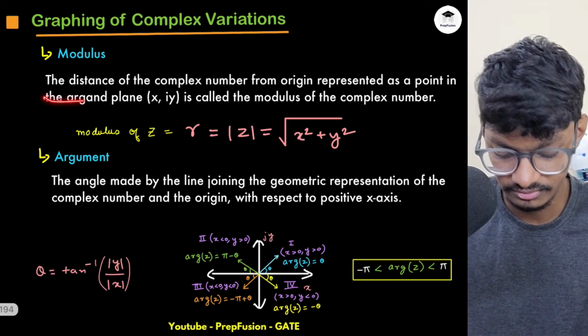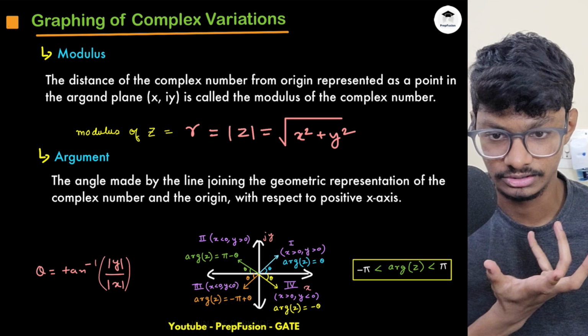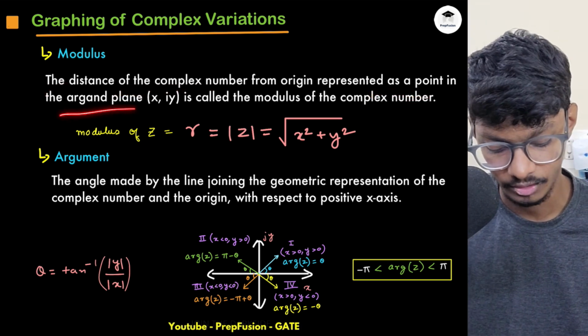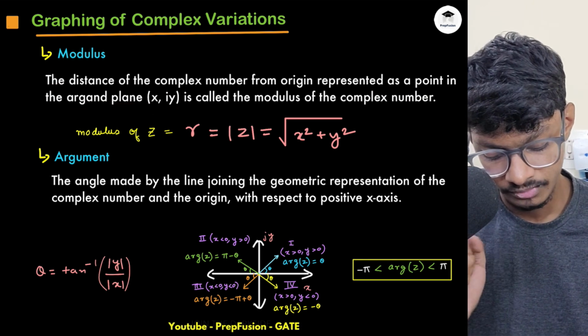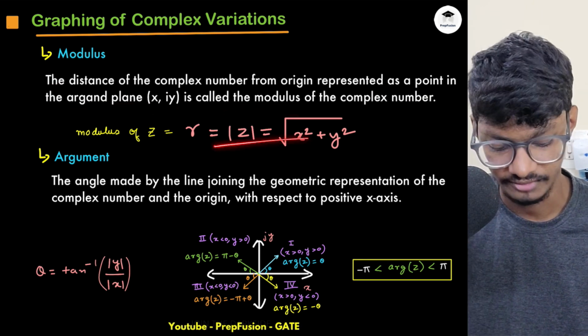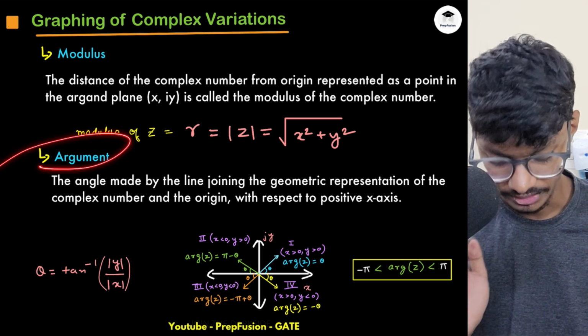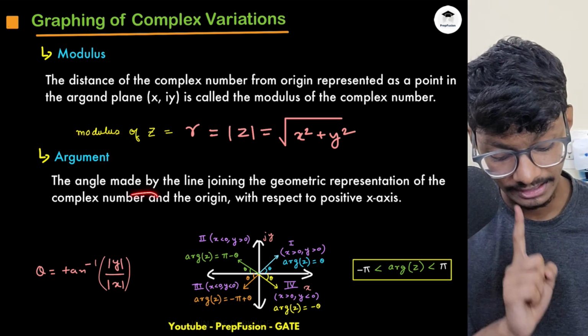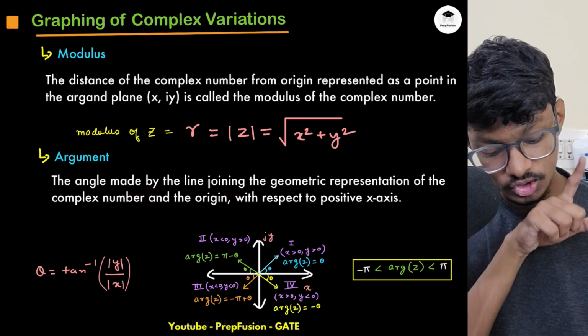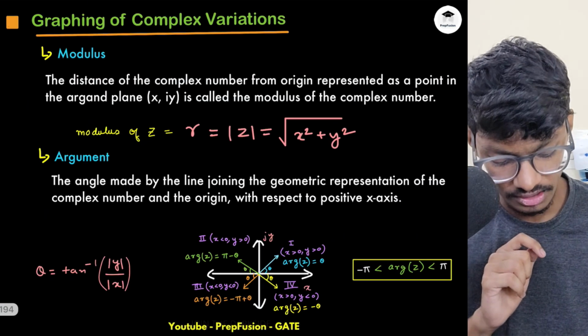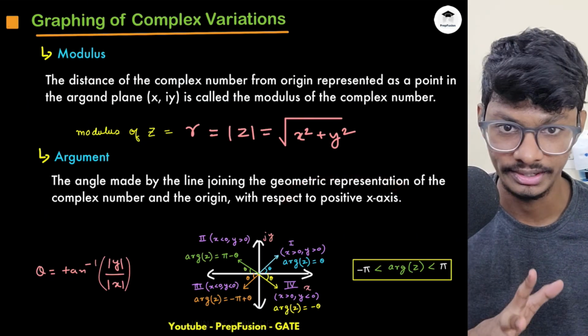So let's come to the definition of this. Modulus is the distance of the complex number from the origin, as represented by the point in the x-iy plane, and it is called the modulus of the complex number. This I've already taught you, right? It is simply the square root of x square plus y square. Basically the Pythagoras theorem we are applying. Now argument. Argument is the angle made by the line joining the geometric representation of the complex number and its origin. So how much angle I have to move from the positive x-axis, that is what argument is, right?